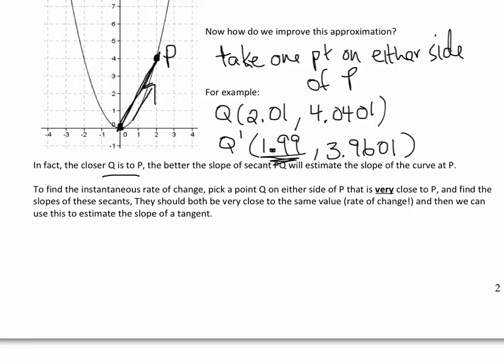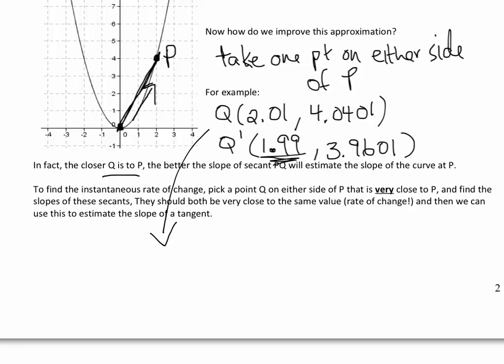Now, in fact, the closer Q is to P, the better the slope of the secant line will be in order to estimate the slope of the curve at point P. To find the instantaneous rate of change, then, you're going to pick a point Q on either side of P that's very close to P and find the slopes of these secants. It should be very close to the same value or rate of change, and then we can use this to estimate the slope of the tangent.